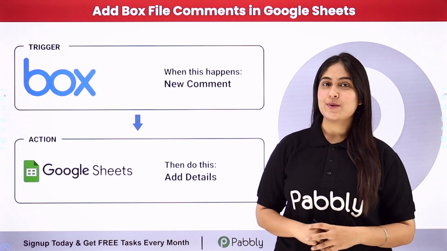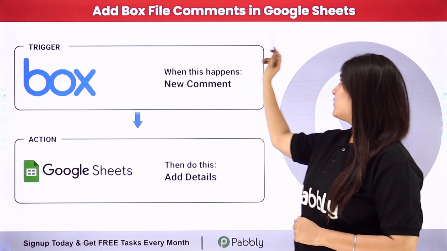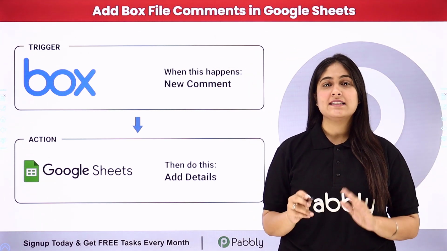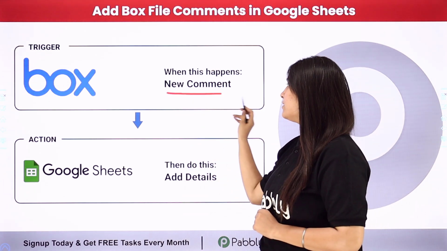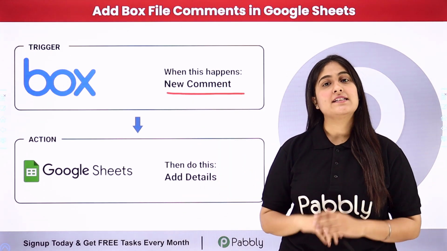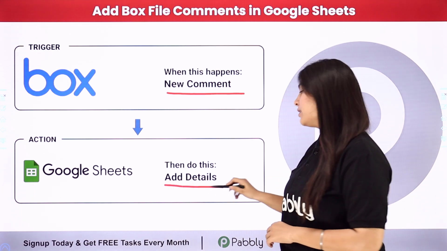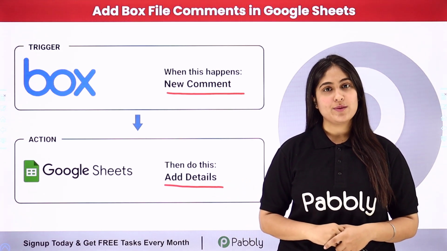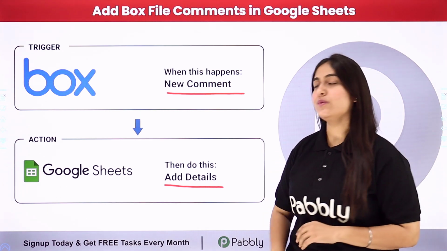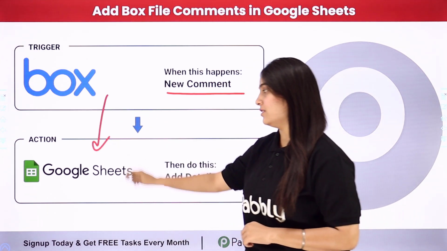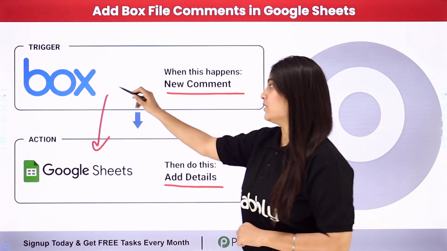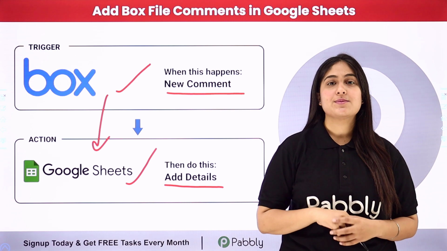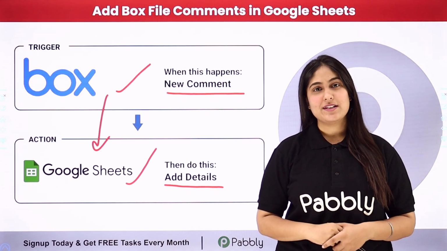So in this video we are going to learn how to add Box file comments in Google Sheets. Here I have uploaded a new file in Box, and I want that whenever a new comment is received on that file, the details of that comment should automatically be added in my Google Sheets as a new row. To automate this process, we will use an automation software named Pabbly Connect, in which we need to connect a trigger and an action. Our trigger application will be Box and our action application will be Google Sheets. To learn this process step by step, let me take you to my screen.